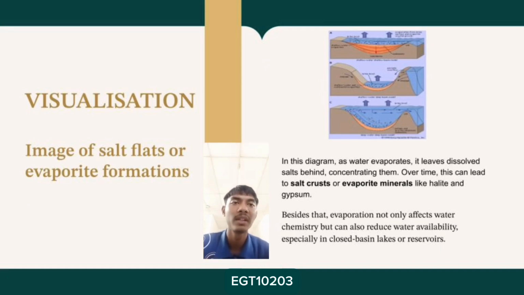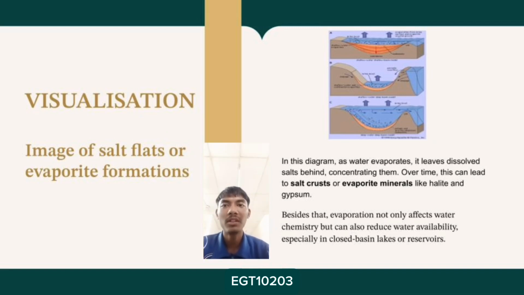This is a salt flat, or an area where evaporite minerals have formed. As water gradually evaporates, it doesn't take the dissolved salts with it. Instead, the salt gets left behind, becoming more concentrated. Over time, the ions begin to form a visible crust or layer of minerals like halite, which we know as rock salt, and gypsum, used in construction materials.